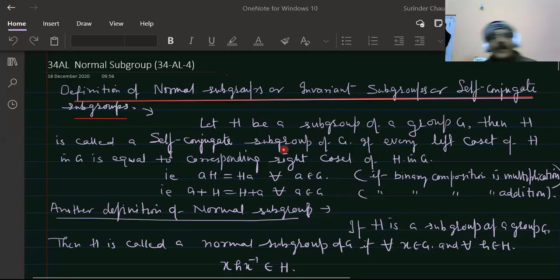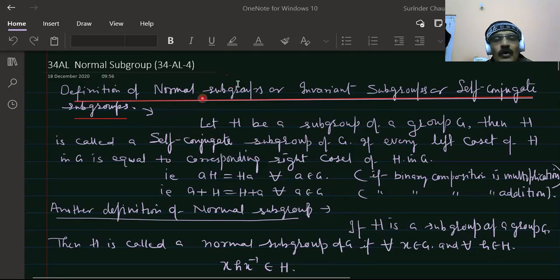Hello students, up to now we have discussed what is a group, what is a subgroup, what is a left coset, what is a right coset. Now it is time to find a new subgroup which is a combination of all these groups and subgroups. So let's find a new subgroup: the normal subgroup, or invariant subgroup, also called the self-conjugate subgroup.